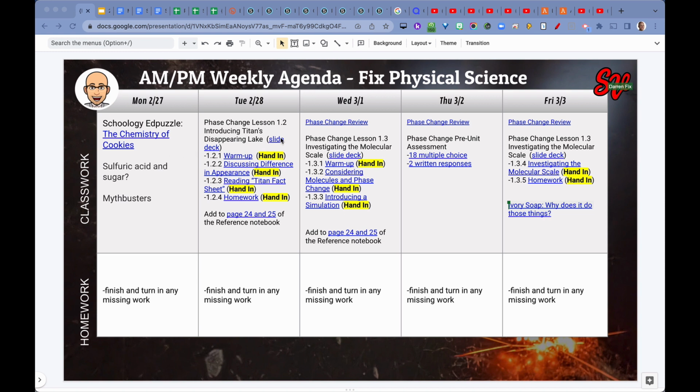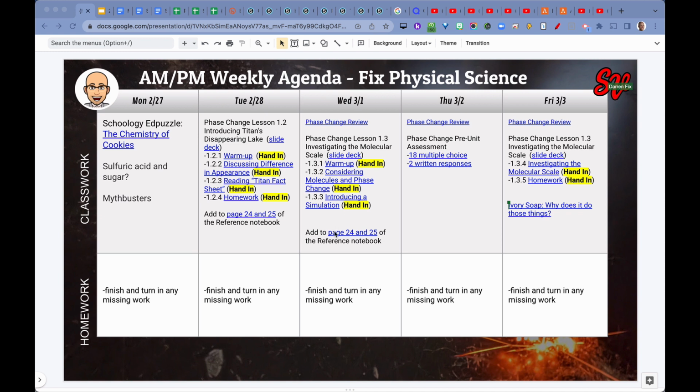So again, we have slide decks for each of the lessons so that students can follow along. And within each of the slide decks, we have the individual activities that they do. So we did all these activities. We also did the lesson 1.3.